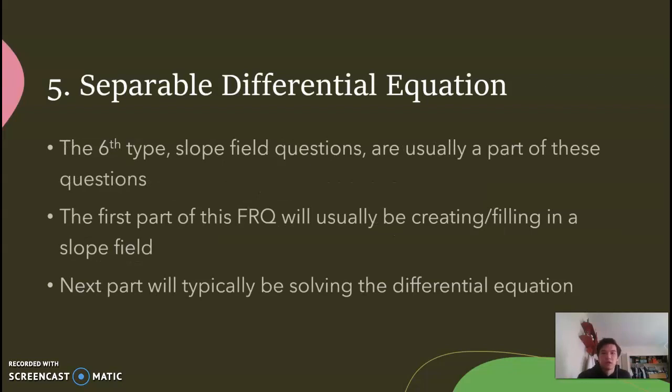All right, moving on to the last questions. The fifth and sixth ones are separable differential equations. Along with that, slope field questions are usually going to be paired with this one. And so the slope field, filling it in or creating it, is usually going to be the first section of this FRQ. And then after that, they'll usually ask you to solve the separable differential equation. Yep, so those are the 6 types.